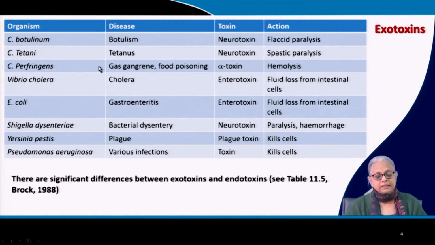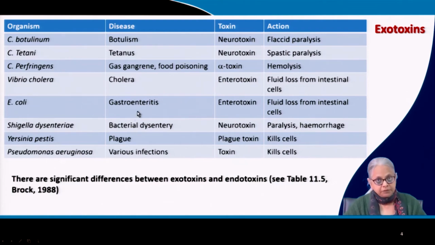This is something that's very common in soil, and it causes a neurotoxic effect and causes spastic paralysis. Clostridium perfringens causes food poisoning and gas gangrene, and the table in the textbook has alpha, beta, gamma, lambda. All these toxins are mentioned, and they are all responsible for causing hemolysis. Vibrio cholerae is the causative agent of cholera. It produces enterotoxins and results in fluid loss from intestinal cells.